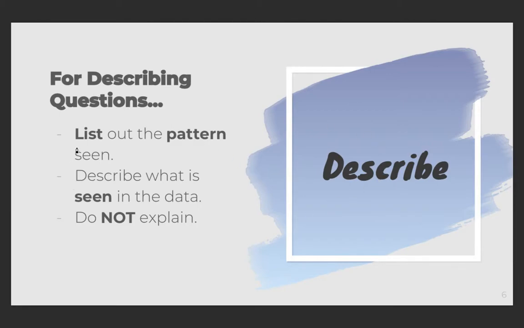So the first one is of course the easiest, your describe questions. Describe questions, very simply, just need you to list out the pattern that is seen, basically what is seen in the data. You just need to describe. Do not explain. If you explain, you're going above and beyond, there's no point, there's no mark given. And if the examiner doesn't like the explanation, they can even mark you down. So for describe questions, just simply describe what is being seen in the data.